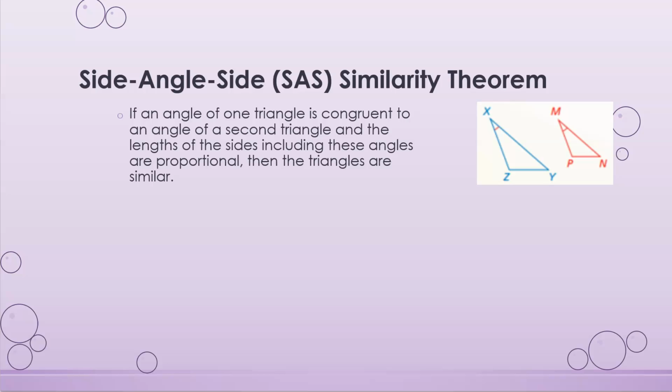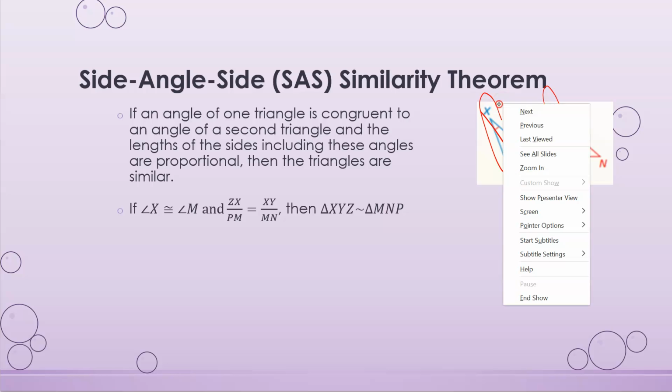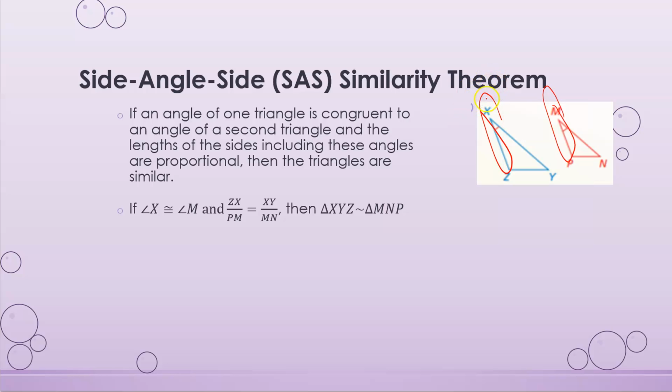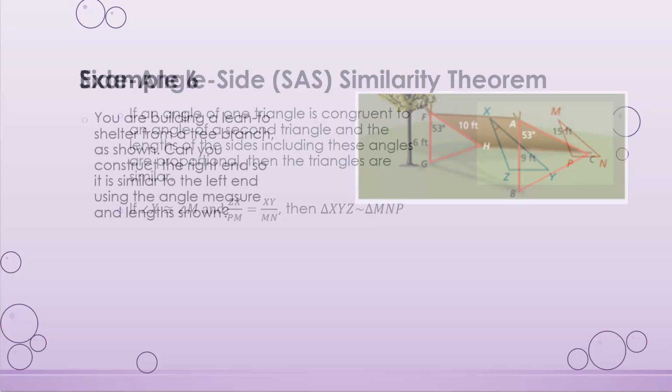Okay, and then I believe I have the similarity statement. So if the two angles, x and m, are congruent, and then the sides surrounding them, so I have zx and mp, those are proportional. And then I have xy and mn are proportional, then the two triangles are similar, sorry.